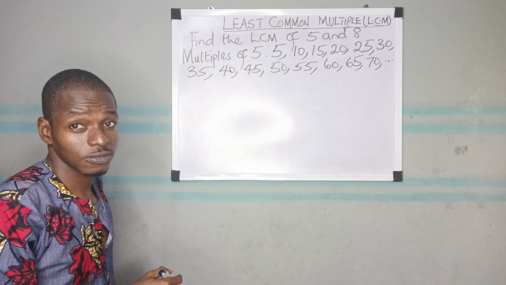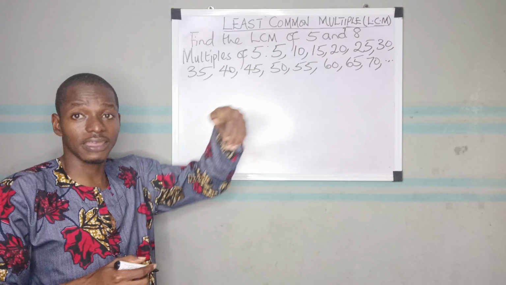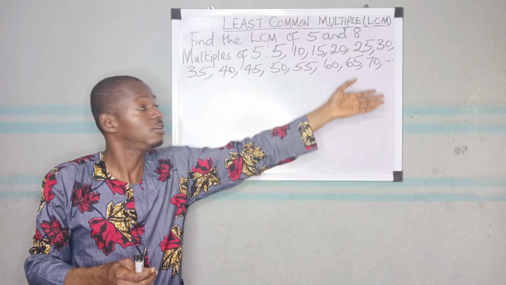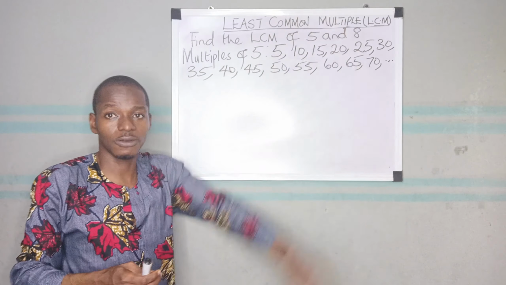It goes on and on. The multiples of a number are endless. As long as I can still add 5 to the last number, it goes on and on.